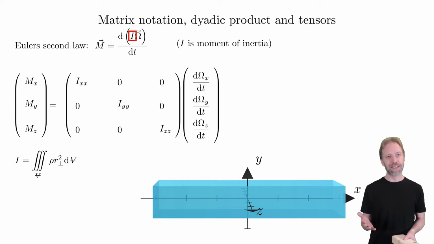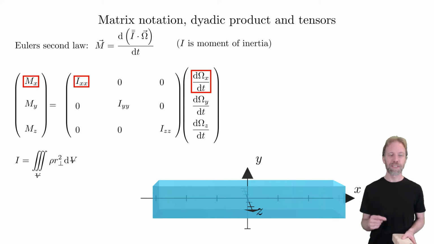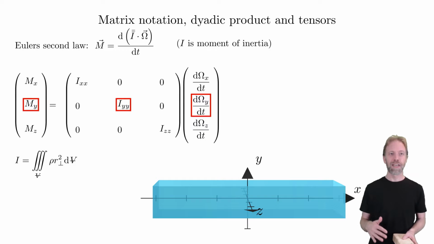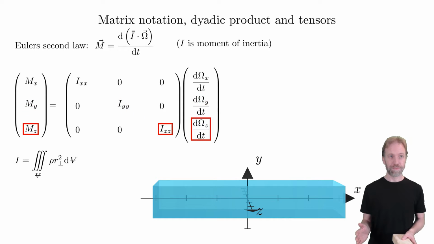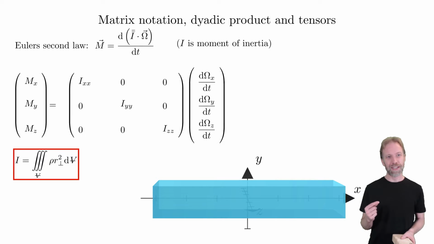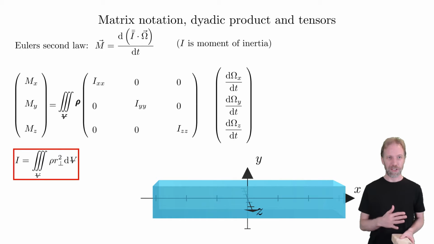Let's update Euler's second law to write it as a tensor instead. Now we can see that we have one moment of inertia in the x direction, another in the y direction, and a third in the z direction. We can also update the inertia tensor with the expression for the moment of inertia.